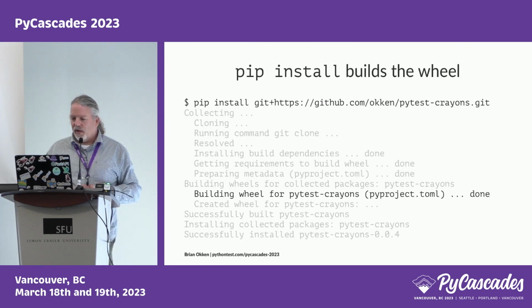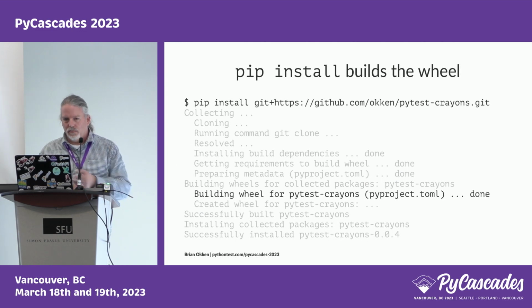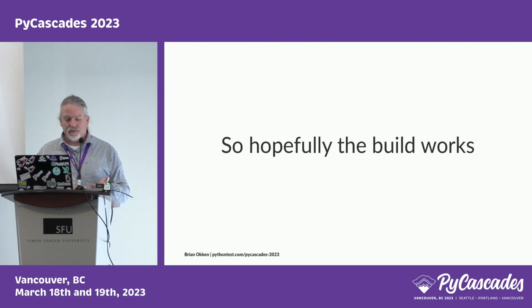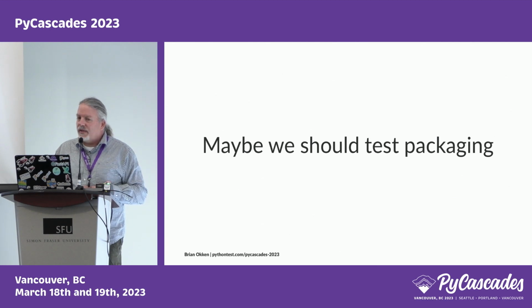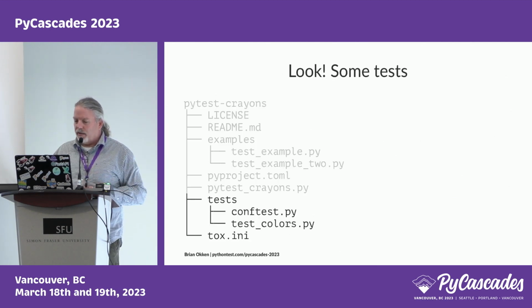But we haven't built the wheel yet, of course, but pip install will build it. When you do pip install, it'll download everything and build the wheel before it installs it. So I really hope that the build works. And I want to do more than just hope it works, so I think we should test the packaging. And I'm going to show you how to test it.